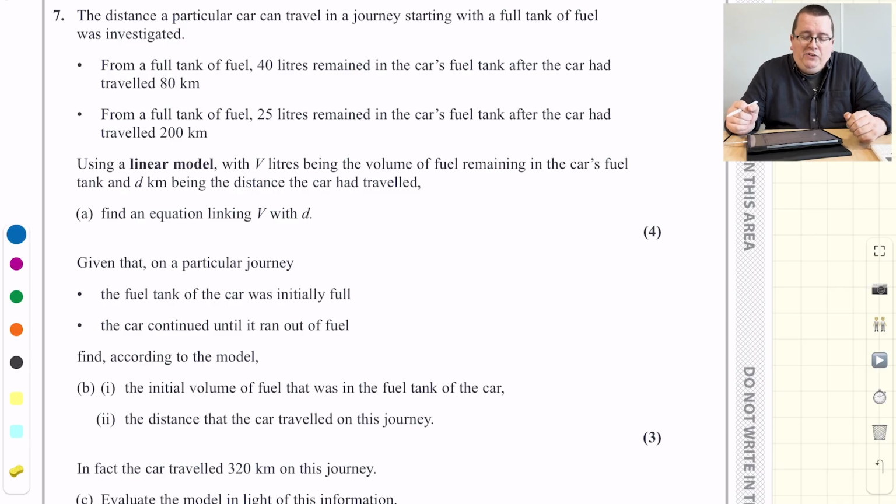So this is question number 7. The distance a particular car can travel in a journey starting with a full tank of fuel was investigated.